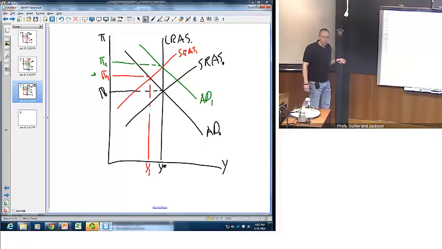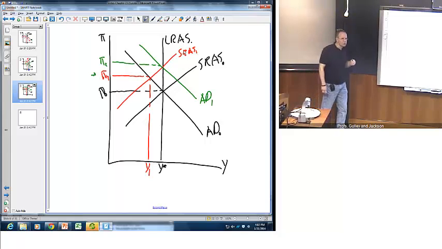Now what they would do, of course, and I won't draw the picture because it would make our graph a little too complicated, is they would tend to shift the aggregate demand curve back to the left by pursuing a contractionary policy, and that contractionary policy would surely tend to reduce the inflation rate. But the problem is that decline in aggregate demand would exacerbate, or make worse, the decline in real GDP.